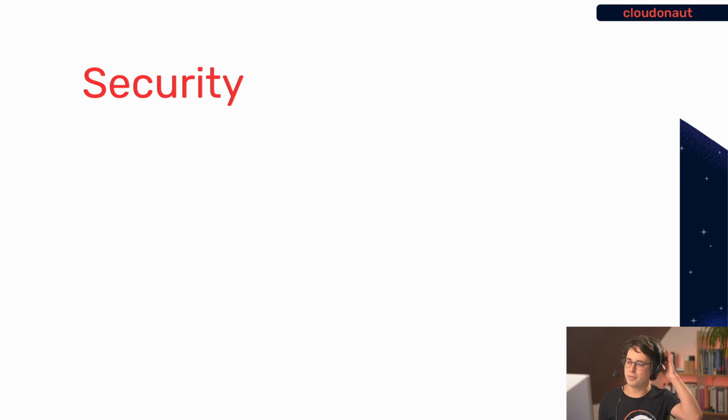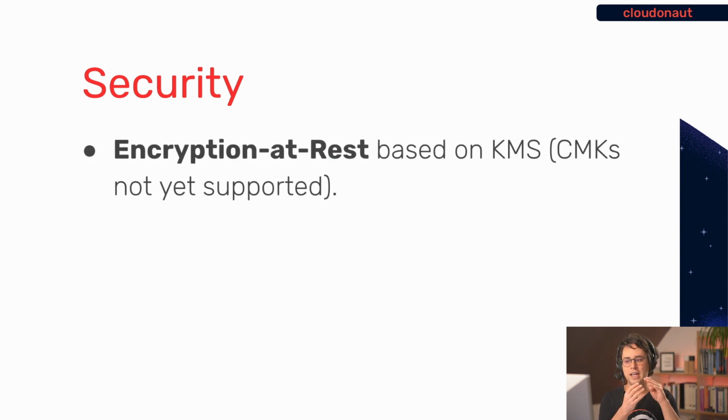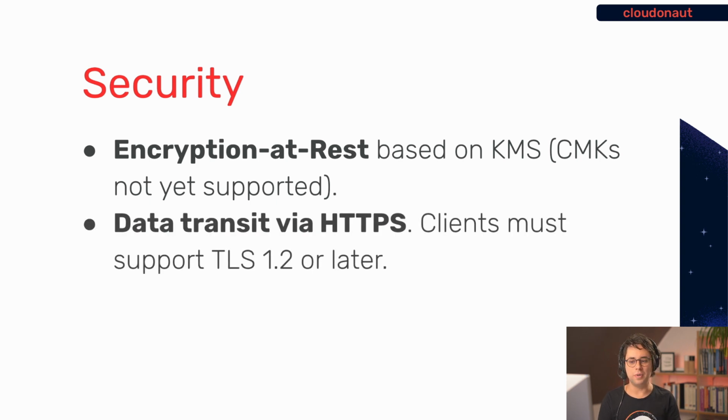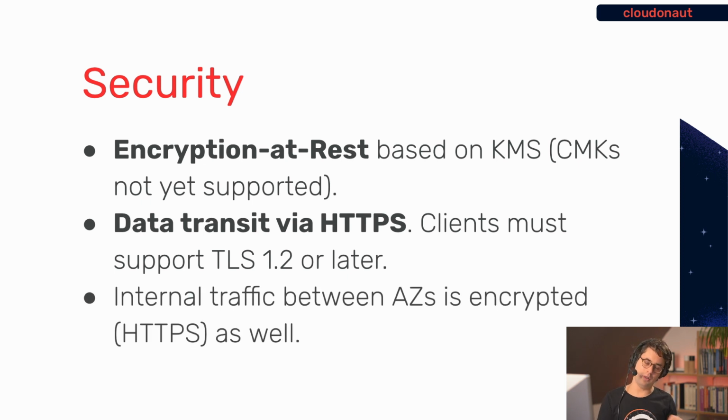From a security perspective, I find it quite interesting that they're doing encryption at rest by default with KMS. Currently, you cannot configure your own CMKs, your customer managed keys, but that's probably something on the roadmap. Data in transit is HTTPS only, and by the way, only TLS 1.2 is supported, so clients must support that. Also, internal traffic between availability zones is encrypted with HTTPS as well. So that's, I think, good news. All the check marks there, I can't find anything missing.